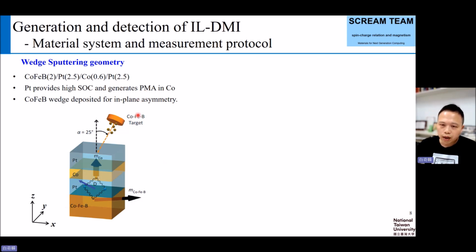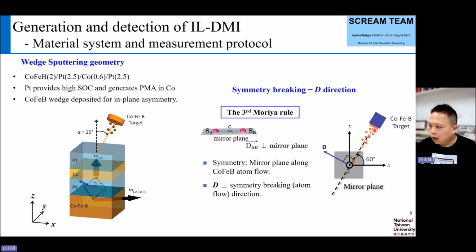And to introduce the symmetry breaking in this case, we use wedge deposition of the cobalt iron boron layer. During the deposition, the rotation is stopped, and we deposit cobalt iron boron at a specific angle relative to the XY plane of the thin film. For example, this is the XY axis, and this is the film plane, and the atom flow from the cobalt iron boron target comes into the film plane 60 degrees away from the x-axis. According to the Moriya rule, the D vector direction should be 90 degrees away from the symmetry breaking plane. Therefore, the D direction should be 150 degrees away from the x-axis.